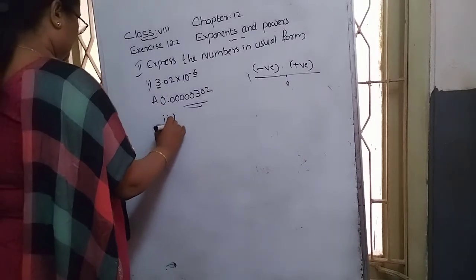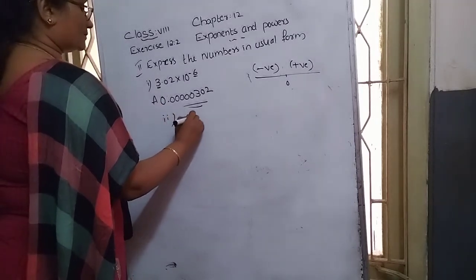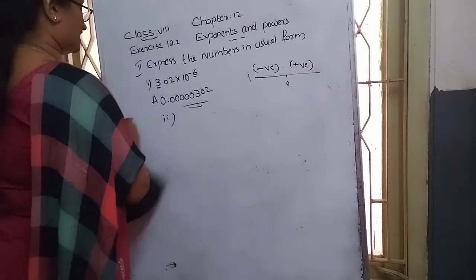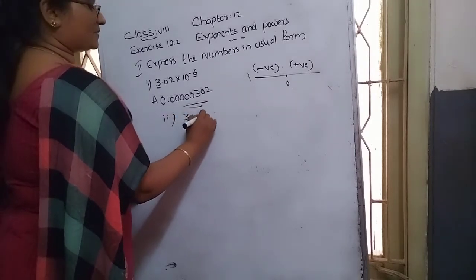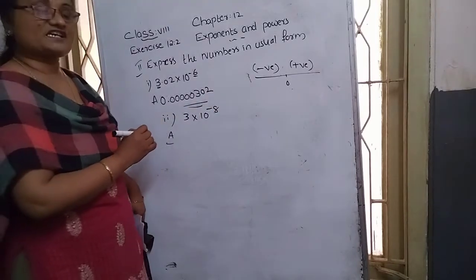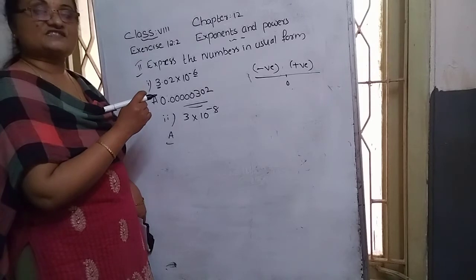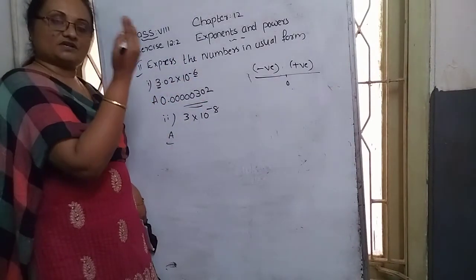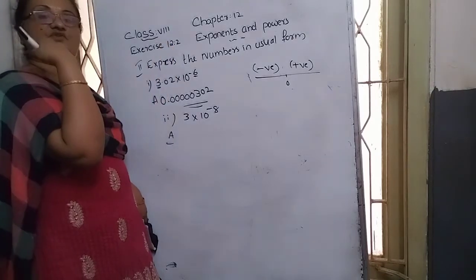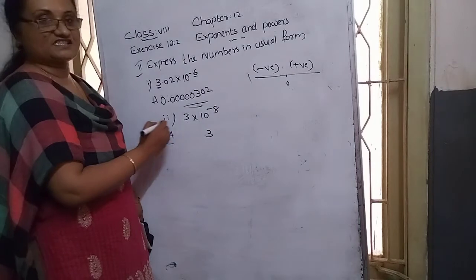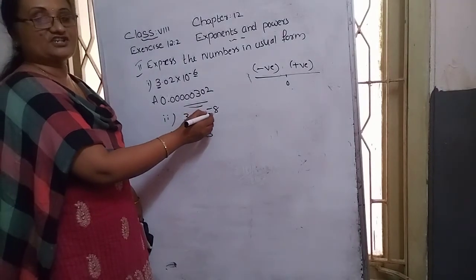Second question. Or one more question of the same model: 3 into 10 power minus 8. Here also it is the negative power case. Already I said which side we move: we move to the left, right side to left side. One digit, 3, is there. How many do we need in total? 8 digits.